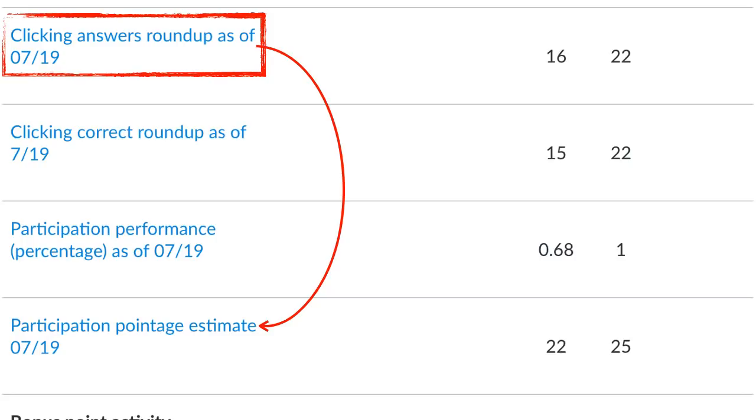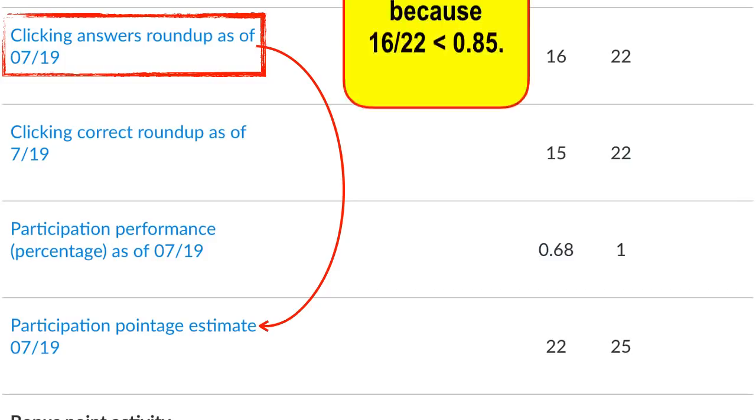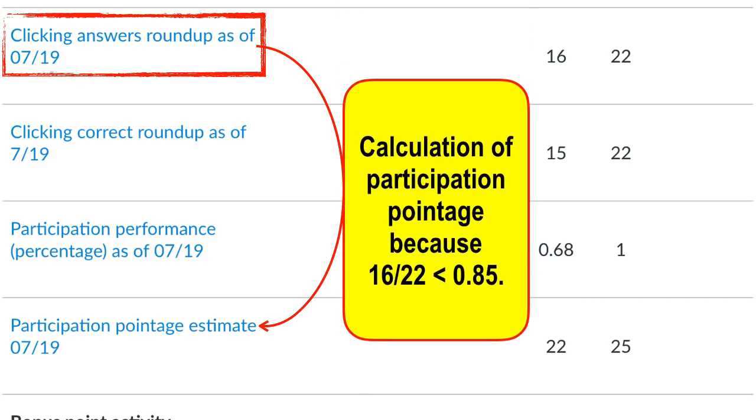This is actually what goes into your pointage value out of 25, and I'll show you how to calculate this one. The reason that this is important is because 16 out of 22 for this John Q. student here, that is less than 85%. And 85% is the minimum that you must participate to get all 25 questions. Now, you don't have to get 85% correct. You have to have 85% answered.